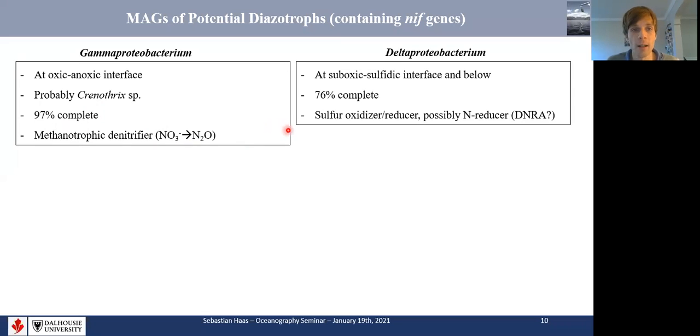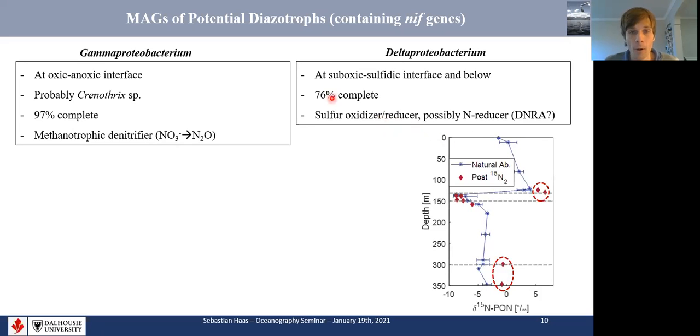And the second MAG of a potential diazotroph we found was associated with the delta proteobacteria. It occurred further down in the water column where sulfite was available. It was less complete than this gamma proteobacterial MAG. And based on other genes inside that draft genome, it's probably a sulfur cycler and possibly a nitrogen reducer.